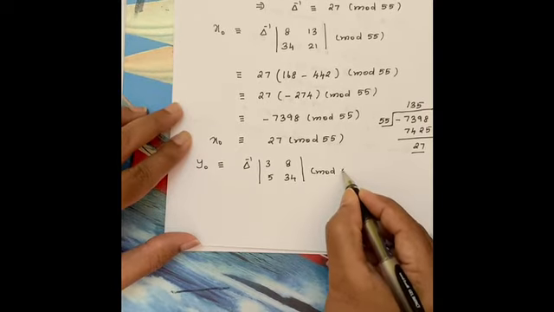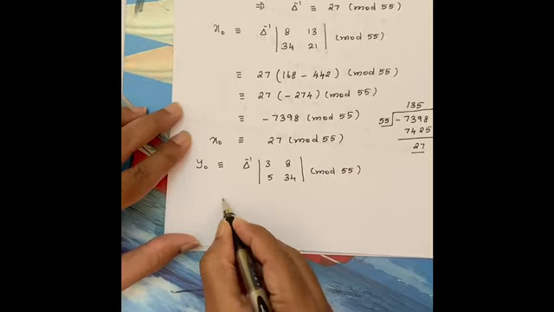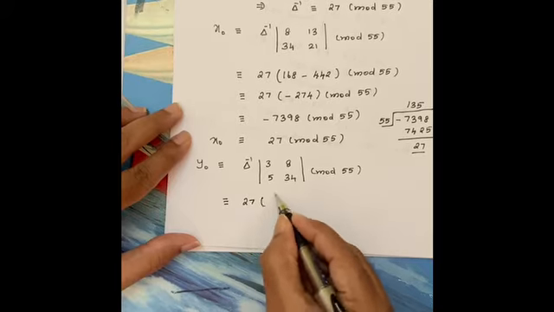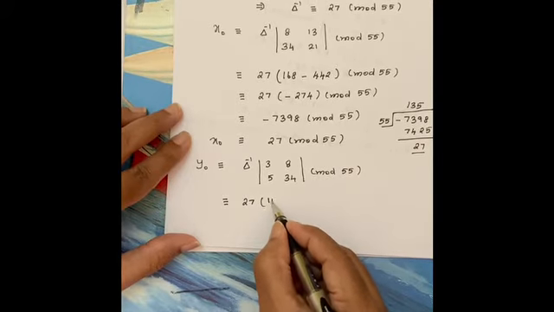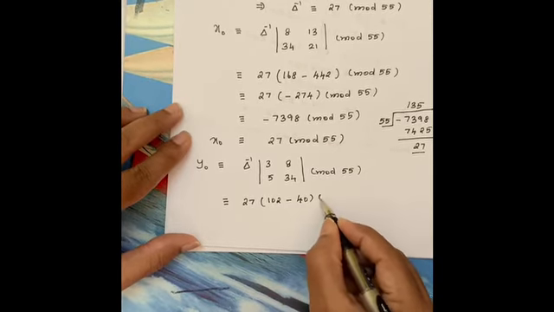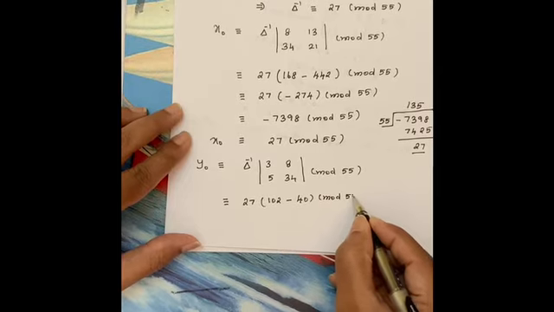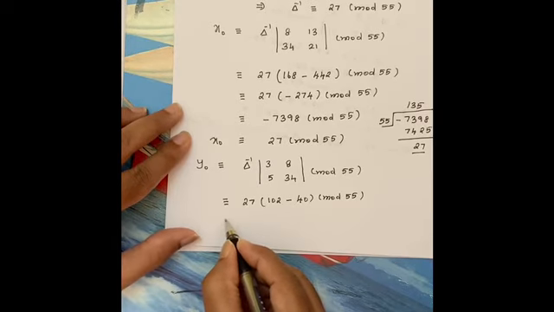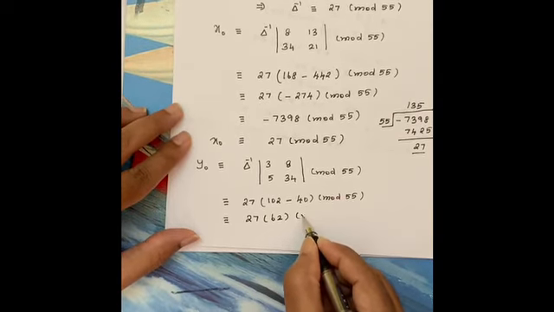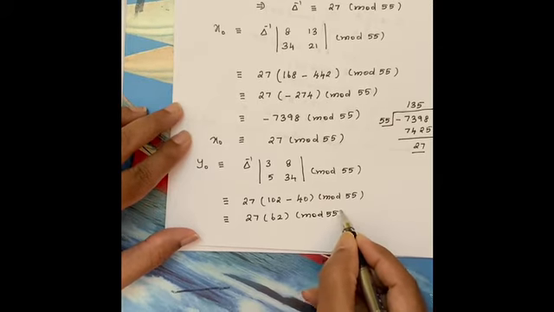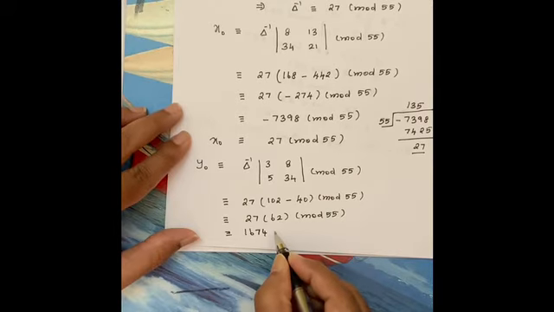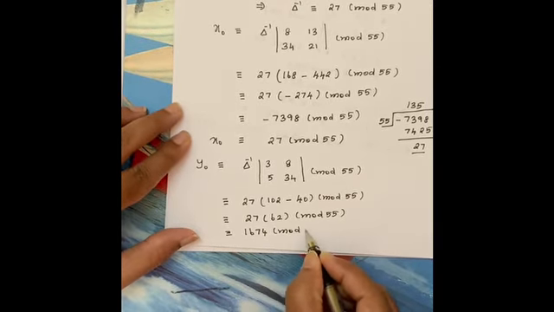modulo 55, which is congruent to delta power minus 1, which is 27 already. This multiply: 3 times 34 is 102, 8 times 5 is 40, modulo 55, which is congruent to 27 times 62 modulo 55, which is congruent to 1674 modulo 55.